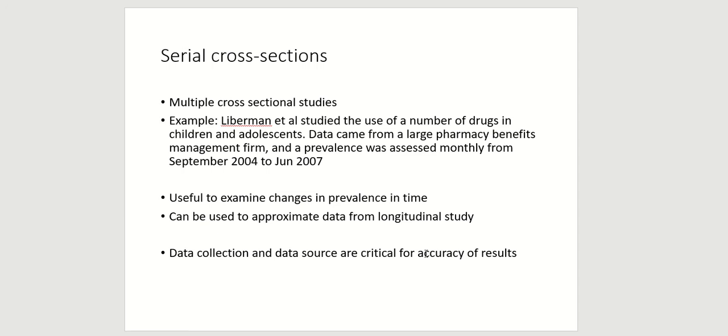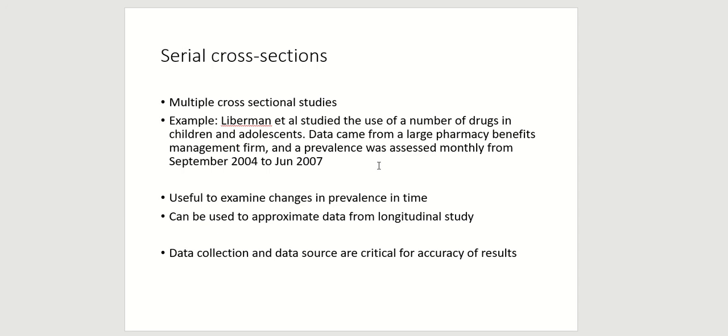So these are multiple cross-sectional studies. The example is Lieberman et al. They studied the use of a number of drugs in children and adolescents. Data came from a large pharmacy benefits management firm, and the prevalence was assessed monthly from September 2004 to June 2007. It's useful to examine changes in prevalence over time, and can be used to approximate data from a longitudinal study. Data collection and data source are critical for accuracy of results.